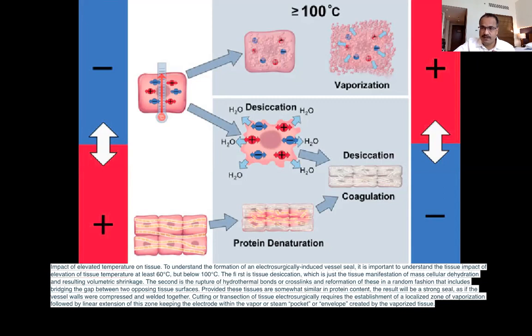Vaporization will happen with all types of current, with the cut current as well as with the coagulation current. Desiccation will happen with cut current and coag current.